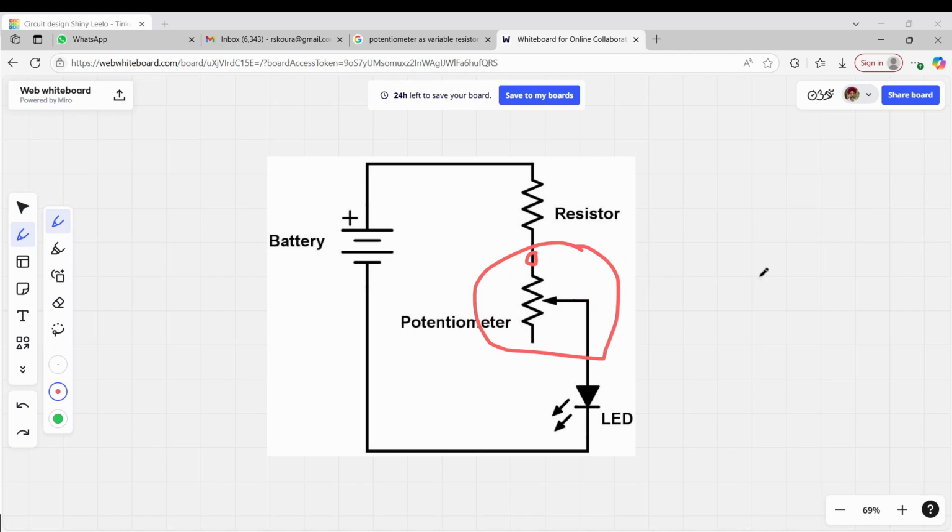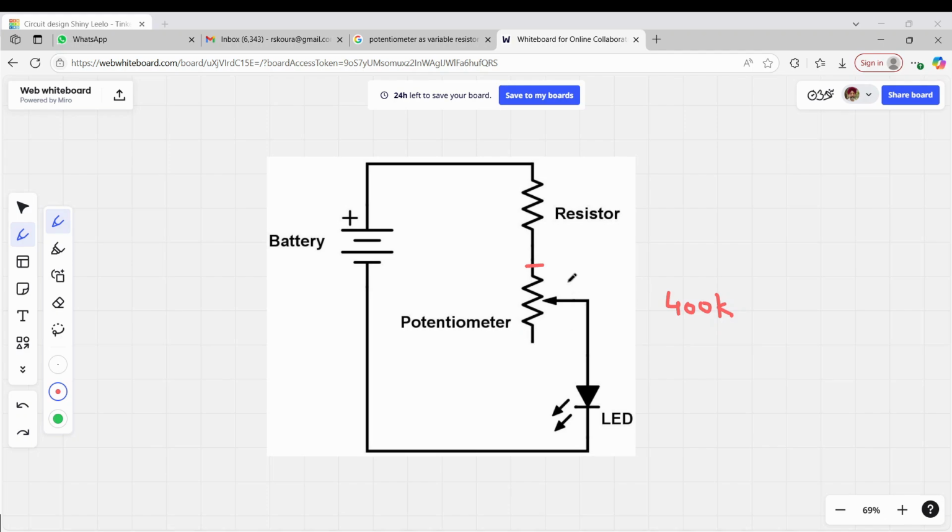Now what does it mean, variable resistor? When I talk about this resistance, it is fixed. For example, if it is a 100 ohm resistance, it is going to remain a 100 ohm resistance no matter what. What about the potentiometer? Suppose the potentiometer is a 400K potentiometer. A 400K potentiometer actually means that the total resistance from top to bottom is 400K. So from this point to this point it is 400K.